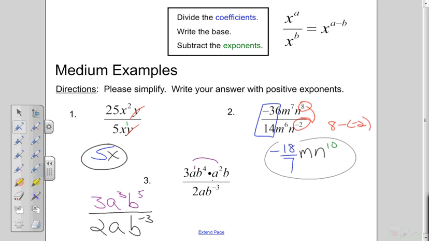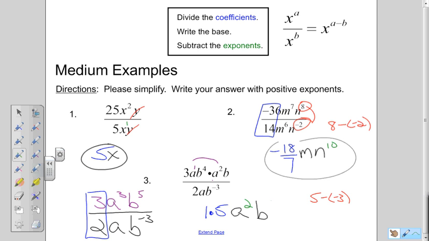So now I'm going to use my division property and focus on dividing the coefficients, which is 3 halves or 1.5, which is not obnoxious to write because you're not rounding it or getting a repeating decimal. Write the base of a, subtract the exponents, which is 3 minus 1 is 2. Write the base of b, then subtract the exponents. Again, look in the margin, 5 minus negative 3. Okay, got to be careful of that sign, which gives me an exponent of 8. Okay, so that is my final answer of 1.5 a squared b to the 8th.